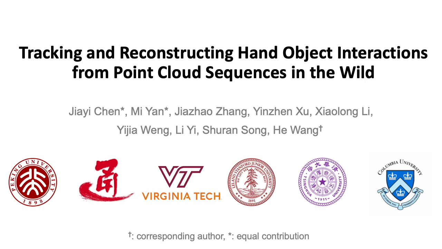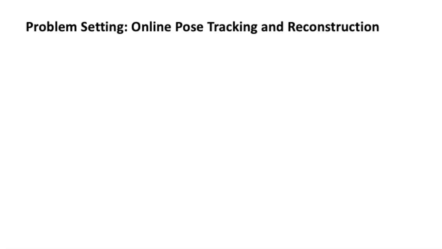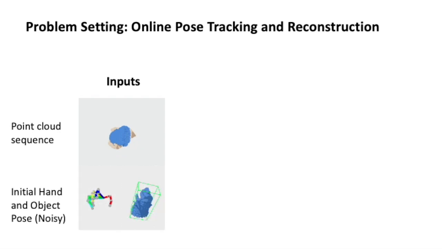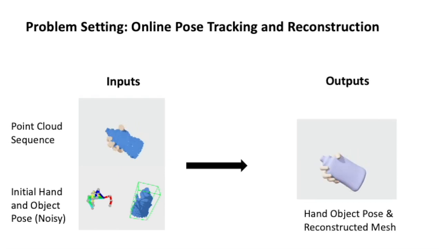In this video, we introduce our AAAI 2023 work, Tracking and Reconstructing Hand-Object Interactions from Point Cloud Sequences in the Wild. In this work, we tackle the problem of online pose tracking and reconstructing hand-object interactions. From a live point cloud sequence, given the segmented hand and object along with a noisy initial hand pose and object pose, our method can jointly track hand-object poses and reconstruct their shapes.